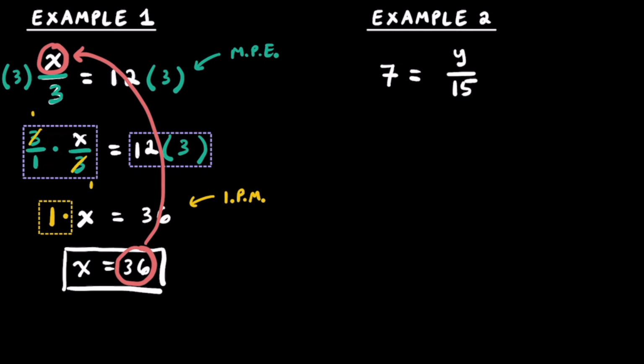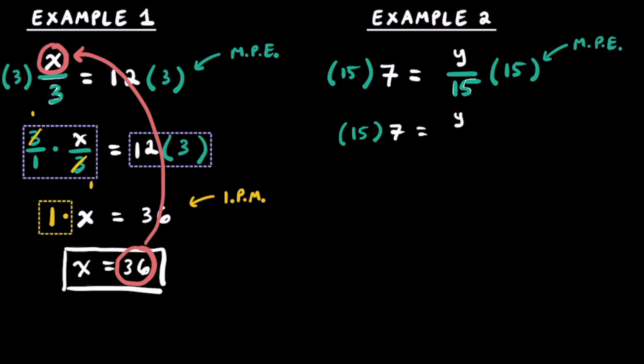For example 2, we have the equation 7 is equal to y over 15, or y divided by 15. So if we want to get rid of that divided by 15, we're going to have to multiply by 15 on the right side and multiply by 15 on the left side. By doing so, we're using the multiplication property of equality. Rewriting this, we have 15 multiplied by 7 on the left side, and on the right side we have y over 15, but we're going to be multiplying this by 15 over 1.